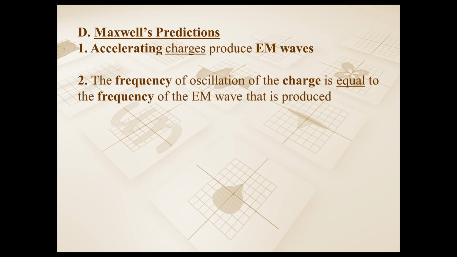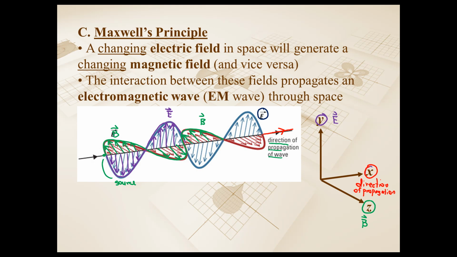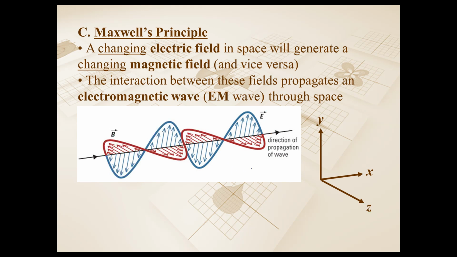Two. The frequency of oscillation of the charge is equal to the frequency of the electromagnetic wave that is produced. Okay, so let's go back to this previous picture. Let's get rid of a bunch of this junk here. So let's say that the source of this electromagnetic wave is an oscillating electron. Here's my electron, and it's just oscillating up and down, up and down. The direction that I see the blue electric field would just match the direction of the oscillating electrical charge.